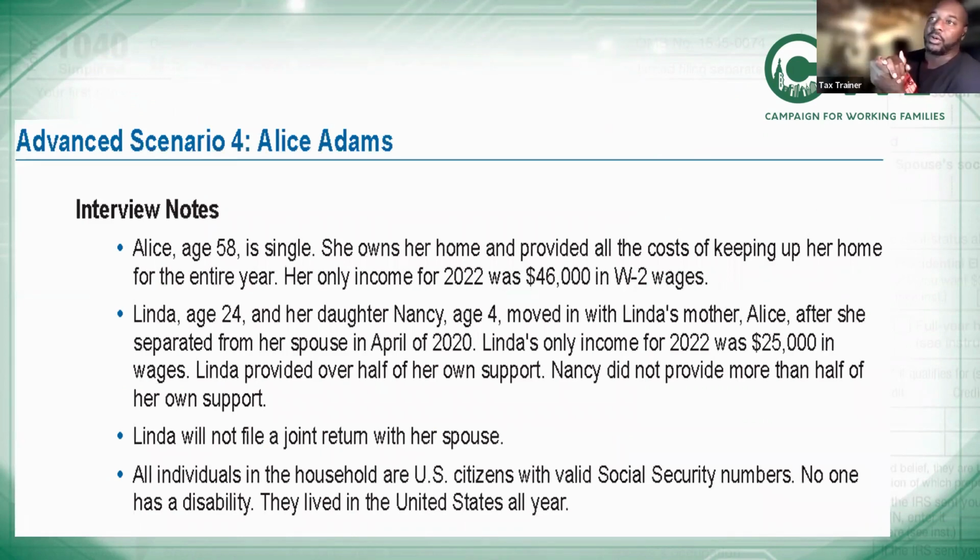All right, so we have Alice, who's 58, single. She owns her own home and provides all the costs of keeping up her home. Linda, who's age 24.